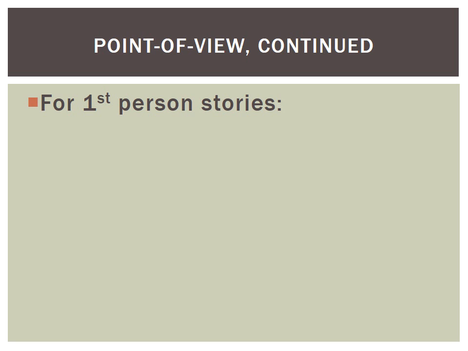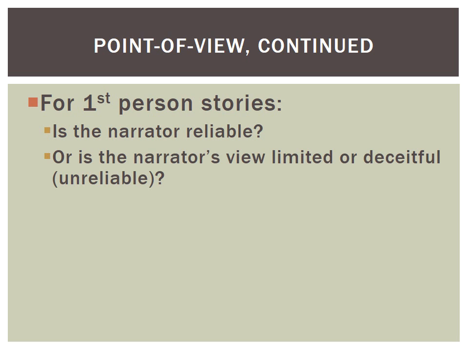When you've got a first-person story, the question you've got to ask yourself right out of the box is, how much can I trust this narrator? Is this narrator reliable? Or does this narrator have a view that is limited? Is the narrator not able to see some things that I, the reader, can see? Does the narrator maybe have any motivation to not tell me the truth in order to make him or herself look better? That kind of narrator is called an unreliable narrator.